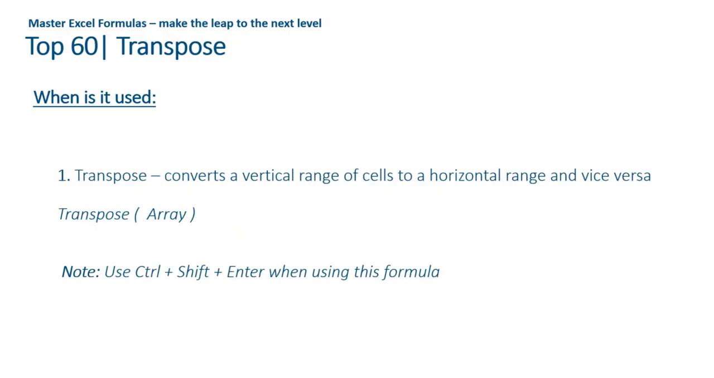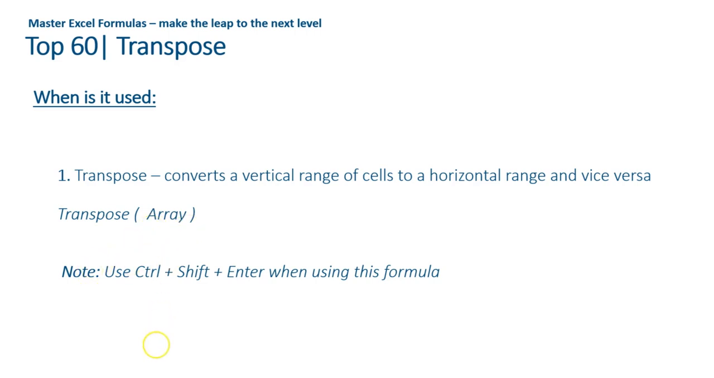We have another interesting formula here, which you might have heard of as a way to paste specific data that you have copied, and then you transpose it somewhere else. But this is actually a function that does the same thing. It converts a vertical range of cells to a horizontal range and vice versa. And the structure of the formula is, all we need to do is input the array within the brackets of the transpose function.